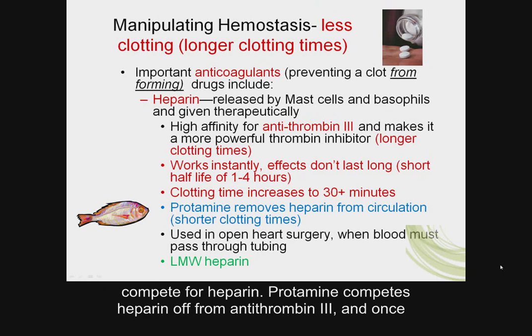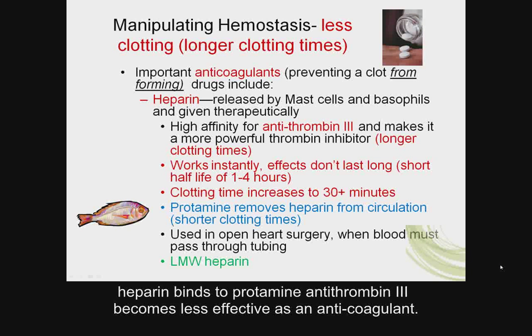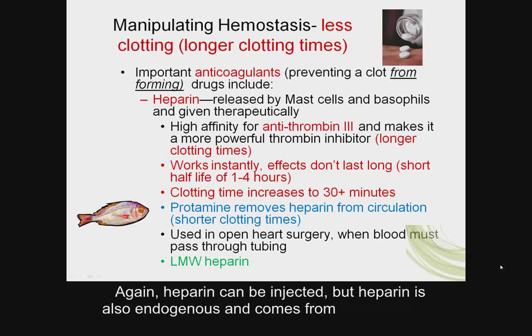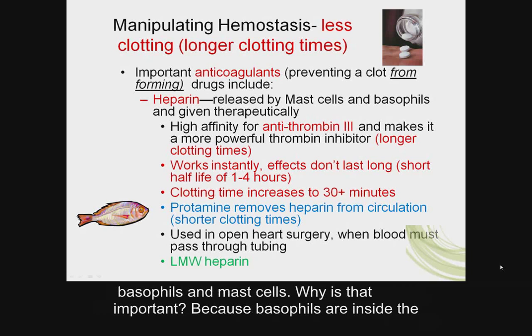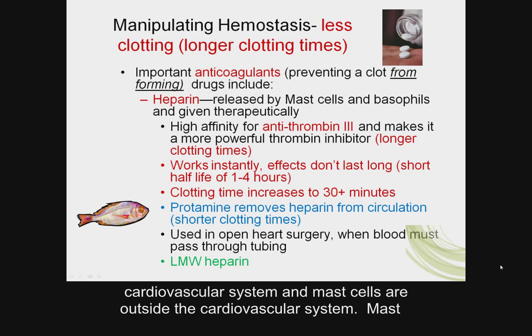Enter protamine, which is derived from certain types of fish sperm. It is a drug that will compete for heparin. Protamine competes heparin off from antithrombin 3, and once heparin binds to protamine, antithrombin 3 becomes less effective as an anticoagulant. Again, heparin can be injected, but heparin is also endogenous and comes from basophils and mast cells.